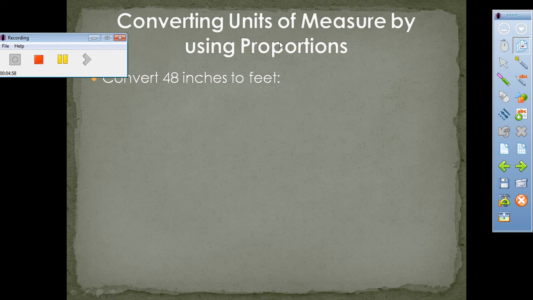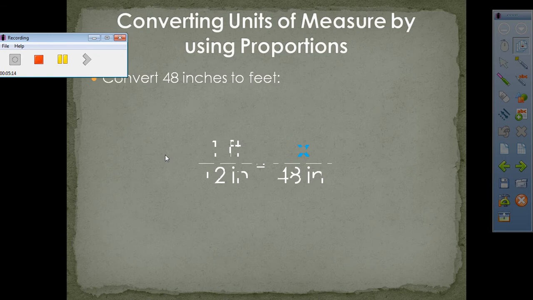Okay, last one, converting units of measurement by using proportions. And a proportion is just an equation stating two ratios that are equal. So if we look here, here's our equation. It's an equation because it's got one side of the equation, an equal sign, and then another side of the equation. Okay? So here we go. Here's our proportion. Right? Well, I can ask myself, how do I get from 12 to 48?